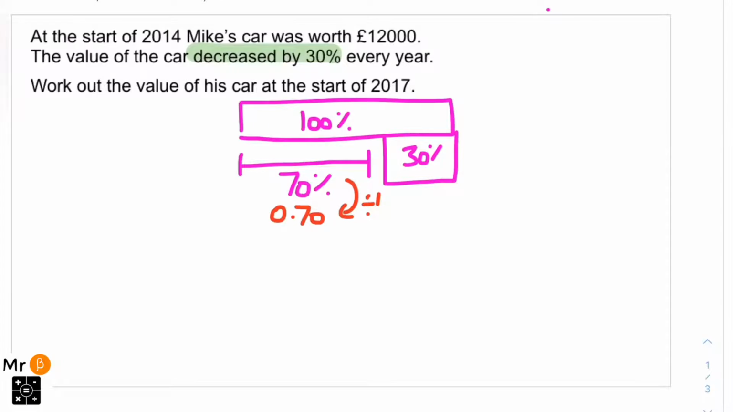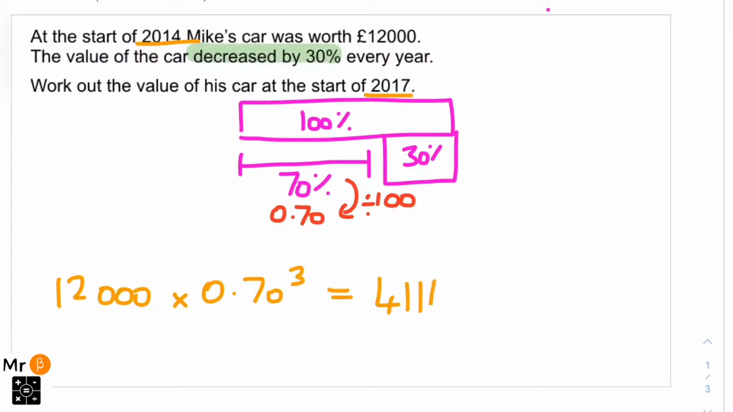Again, we're going to write down what that is as a decimal by dividing by 100. And then we use our formula. It's our original amount, so 12,000, times by our decrease multiplier this time, which is 0.70, raised to the power of how many years? Well, we started at 2014, and it wants to know at the start of 2017, which is 3 years. And that equals £4,116. It's got lower because we are decreasing.